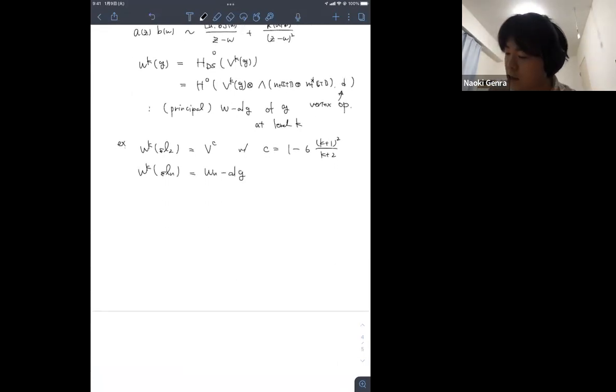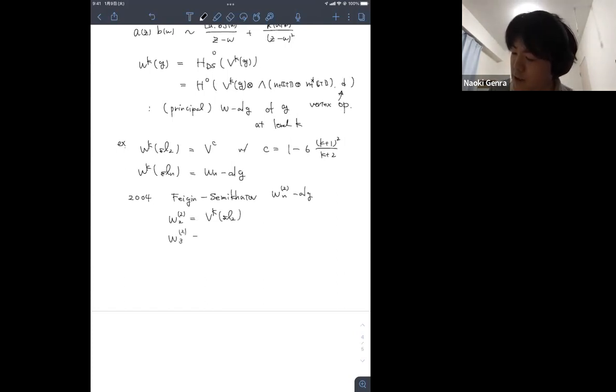And later, more generalizations happened. For example, in 2004, Feigin and Semikhatov introduced W_2^(N). They want to emphasize some interesting second family of WN algebras. The examples are that W_2^(2) is affine sl2, and W_2^(3) is just the Bershadsky-Polyakov algebra.